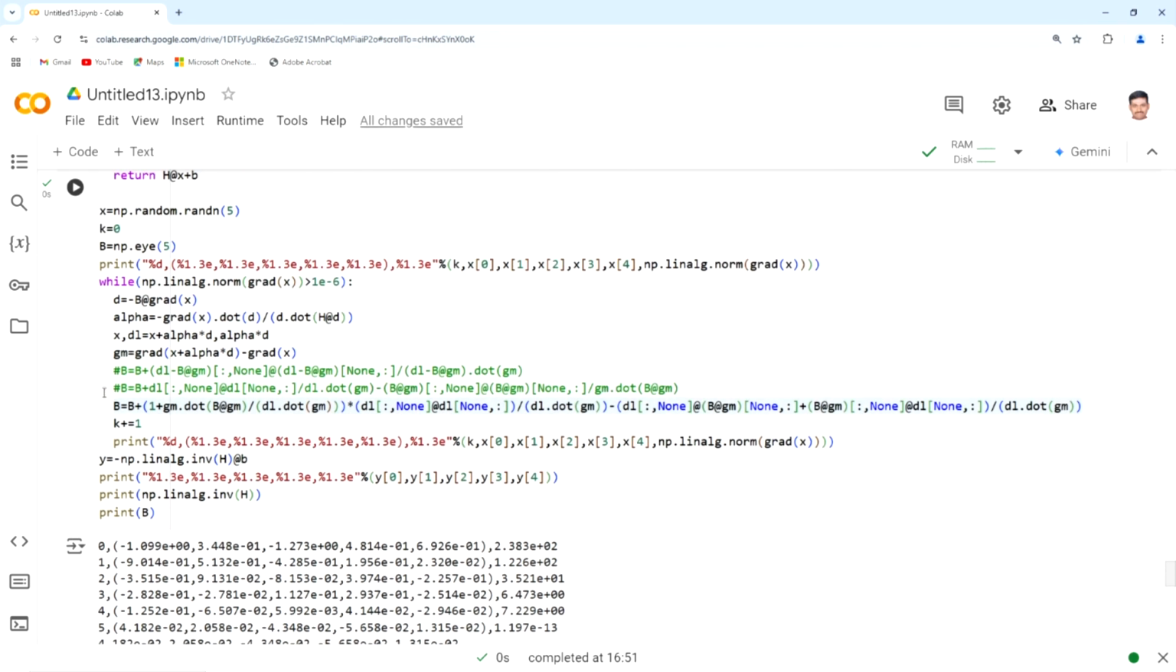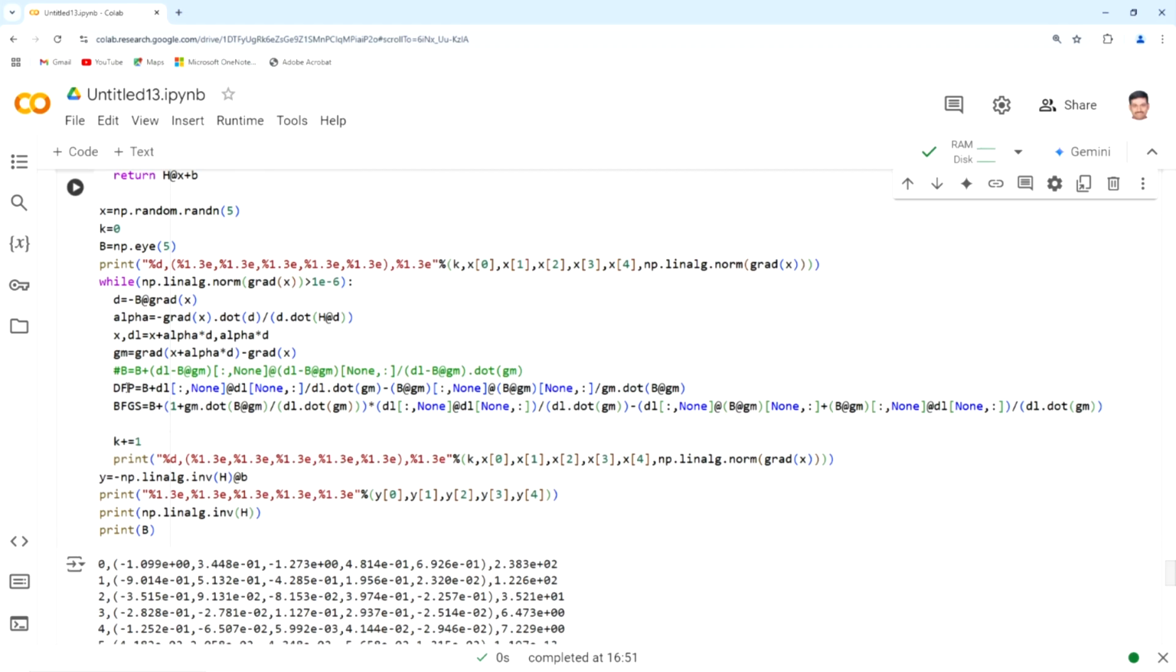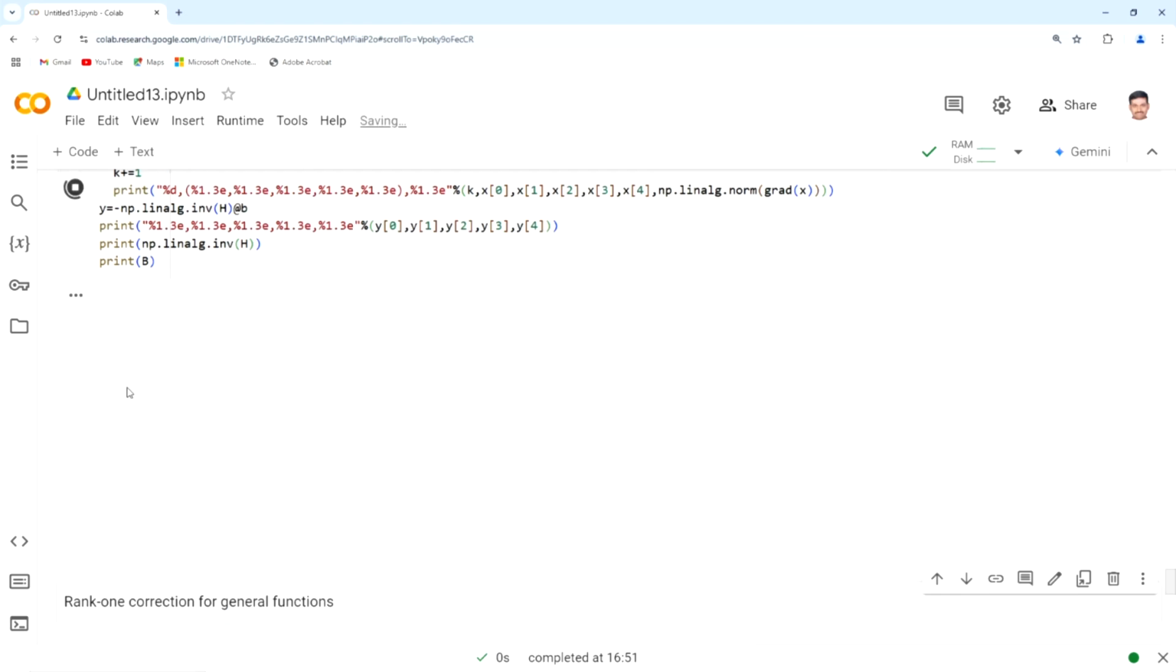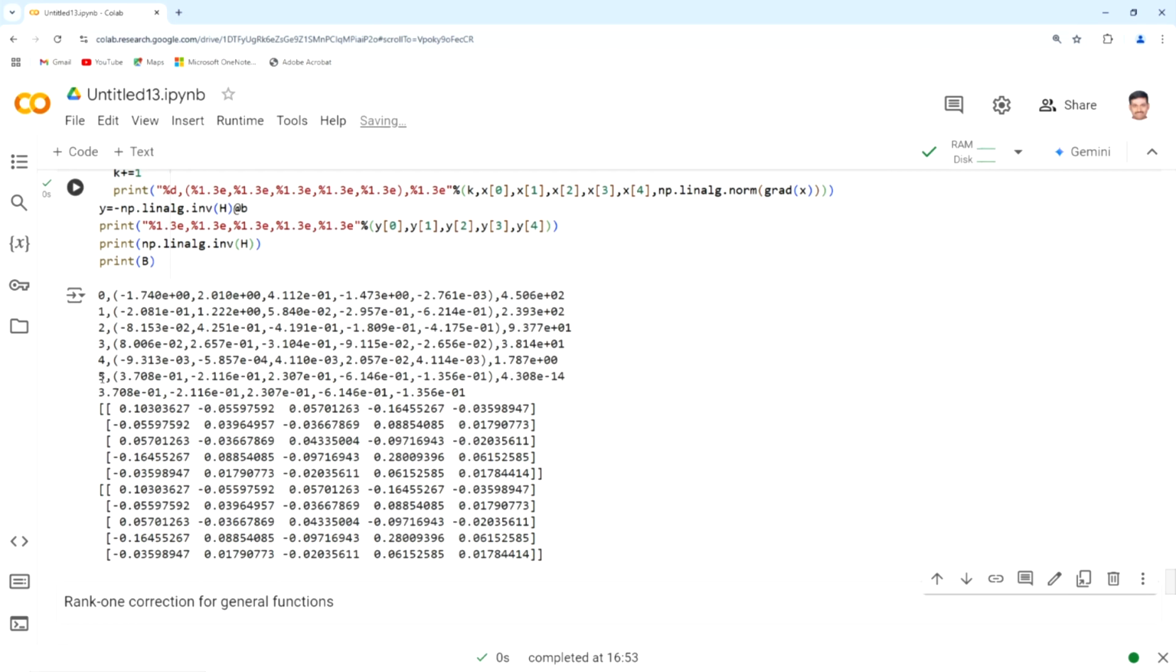Let me write this as DFP and this as BFGS, and B equals DFP by 2 plus BFGS by 2. I have just taken phi equal to half here, so it is half DFP plus half BFGS. That is exactly what I am doing here. No change: you have the answer in 5 steps, and your H inverse and the final B matrix are one and the same.